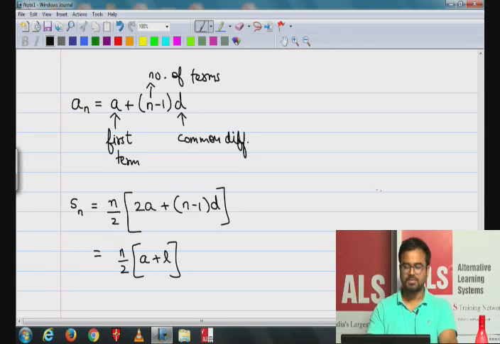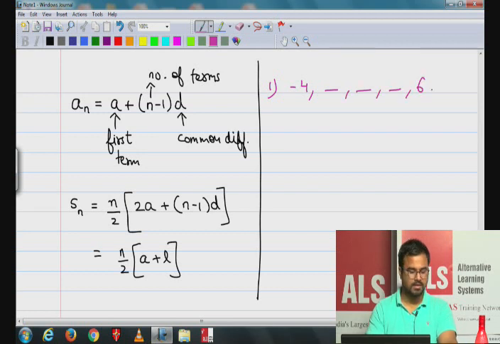Now, try this question. This is an AP. The first and the last term are given, 4 and 6, and the terms in between are missing. So you have to figure out the missing terms of this one.